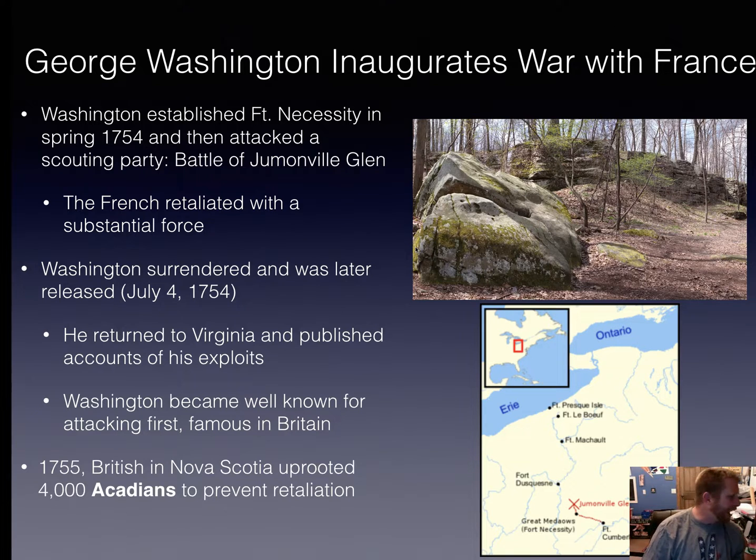In 1755, as a retaliation, the British in Nova Scotia uprooted 4,000 Acadians to prevent retaliation for this, and they sent them to Louisiana. Eventually, what's going to happen is they're going to send a much larger force to remove the French, and an all-out battle takes place. When word gets back to Britain about this, the battle goes bad for Britain, by the way. It basically leads to a world war. The Seven Years' War, the French and Indian War, even though it's not called World War I or World War II, was indeed a world war.